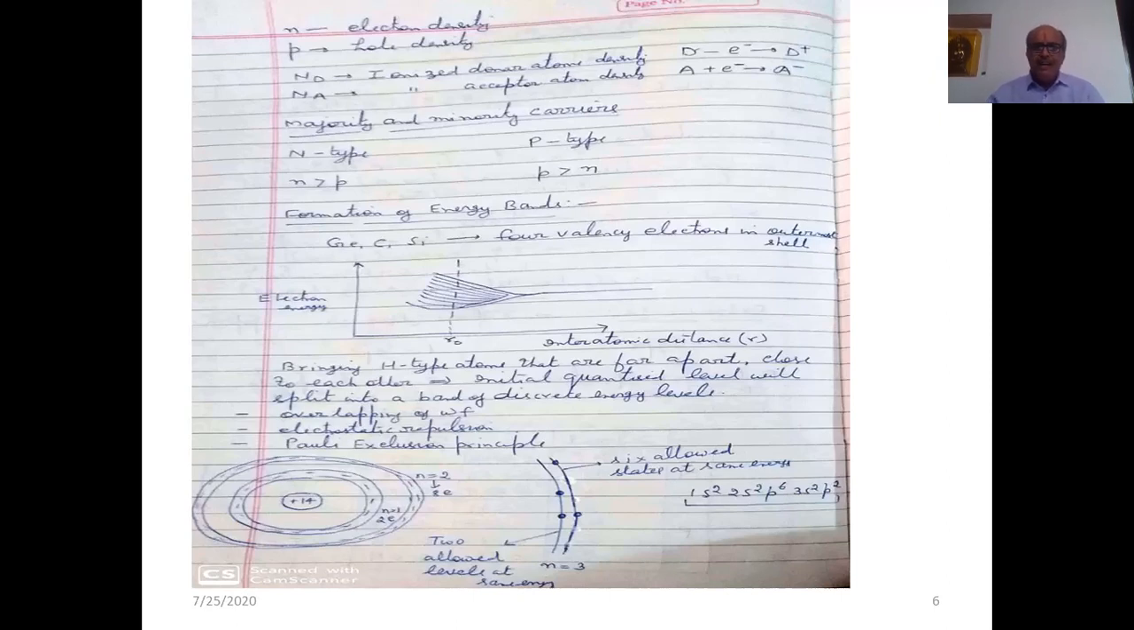Suppose we are given an isolated atom. First of all, germanium, silicon and carbon. They have 4 electrons in the outermost shell. If you look at the figure here, in fact, there are 3 orbits.